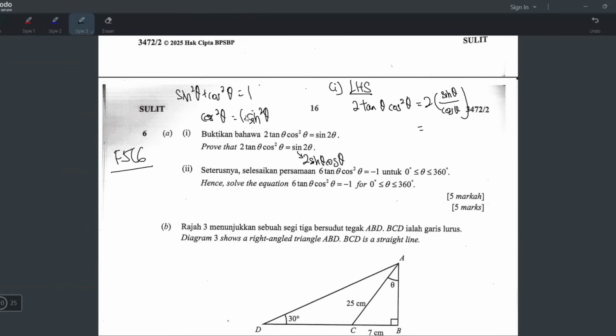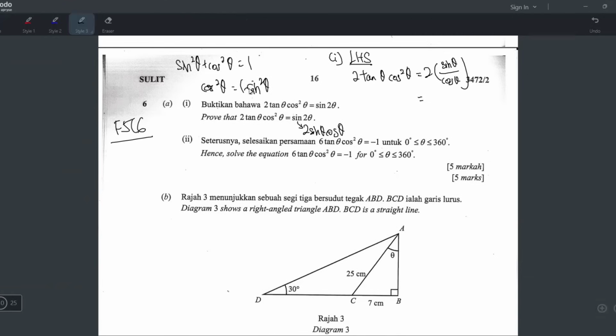But I will not do that. It's not smart to change this to 1 minus sin squared, because you already see the way already. If you keep the cos squared, then you can cancel. And when you cancel, you are left with 2 sin theta cos theta, which matches with this already.